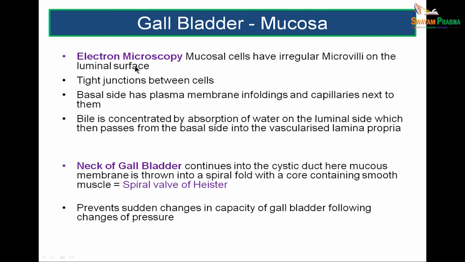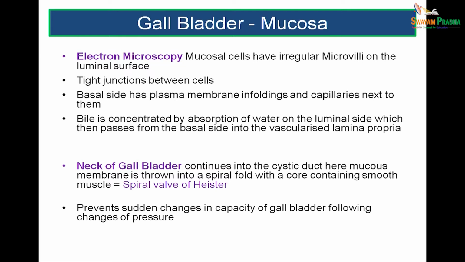On electron microscopy, the mucosal cells, which are tall and columnar, have microvilli on the surface, and there are tight junctions between cells. The basal side of the plasma membrane has infoldings, and bile is concentrated by water absorption, and water passes into the underlying lamina propria.